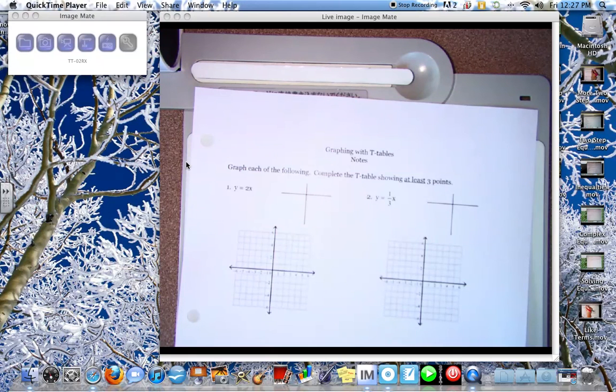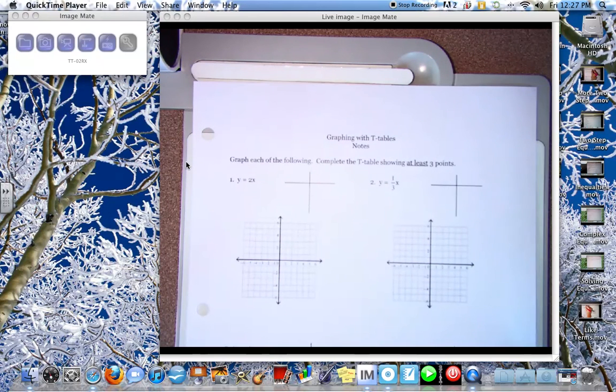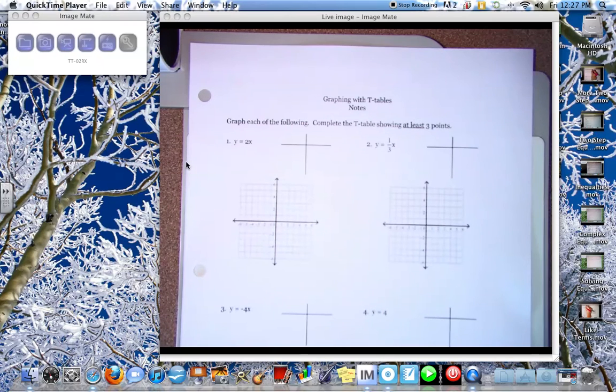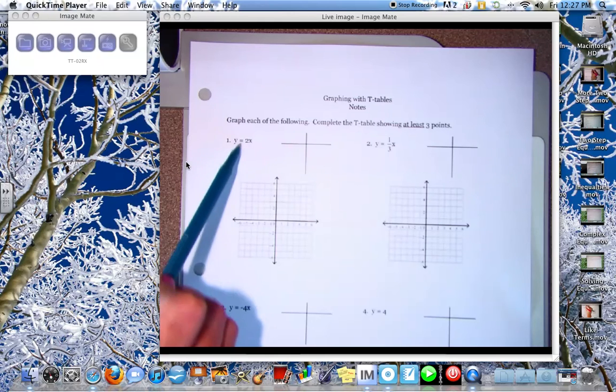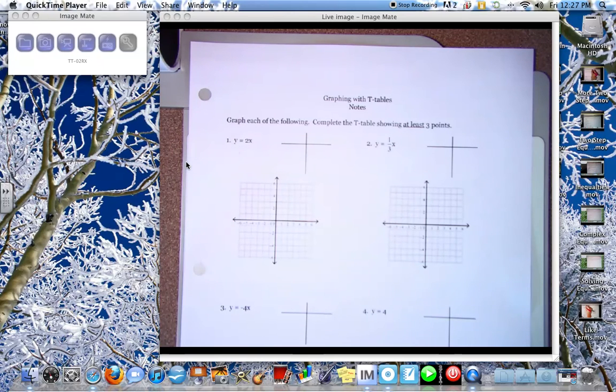All right, so what's different about these equations compared to the equations we've just been working with? There's an x and a y. There's two variables. And it is an equation because we have the equal sign here. We're going to be looking at graphing.